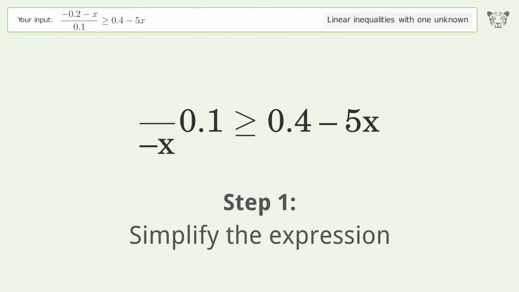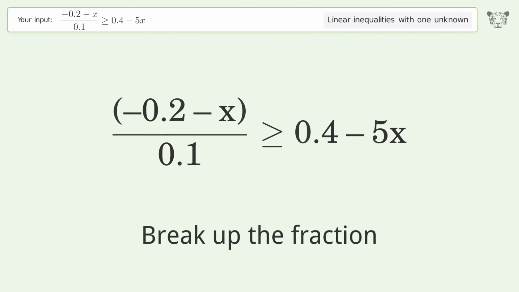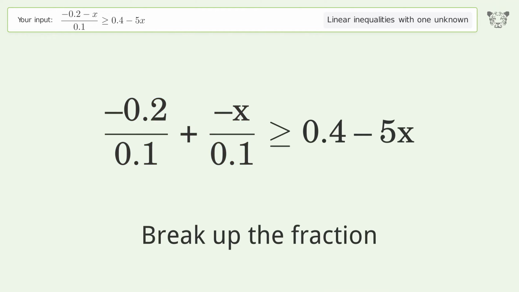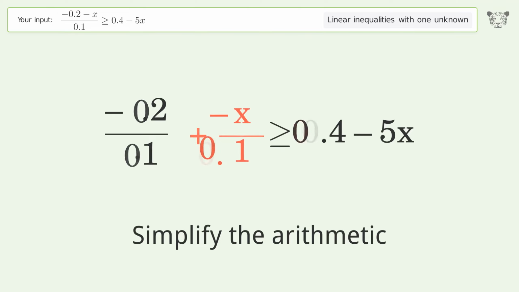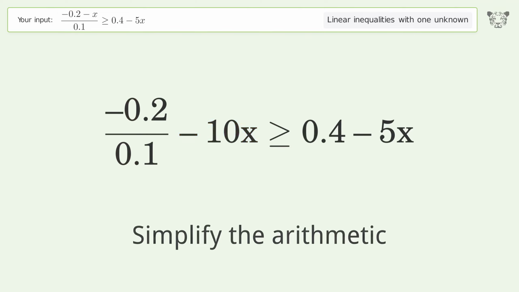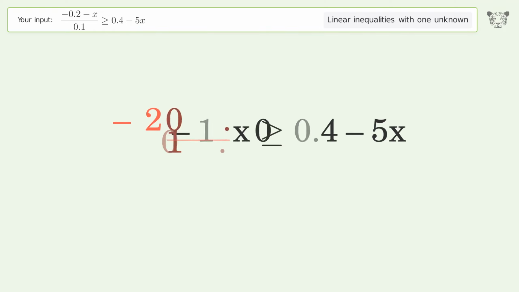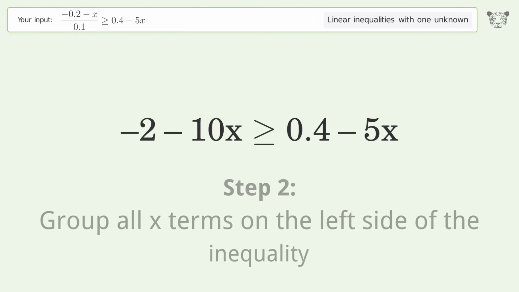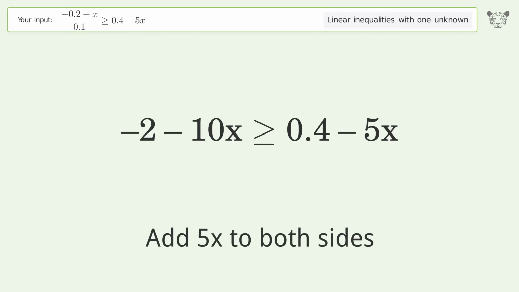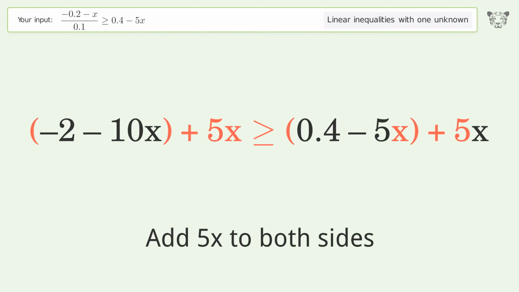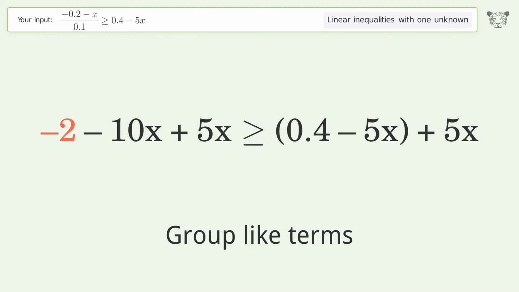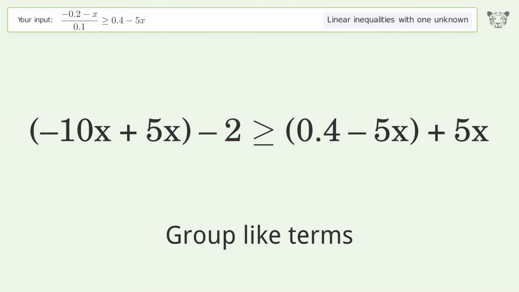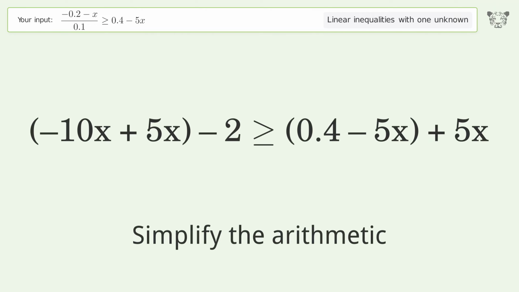Simplify the expression. Break up the fraction. Simplify the arithmetic. Group all x terms on the left side of the inequality. Add 5x to both sides. Group like terms. Simplify the arithmetic.